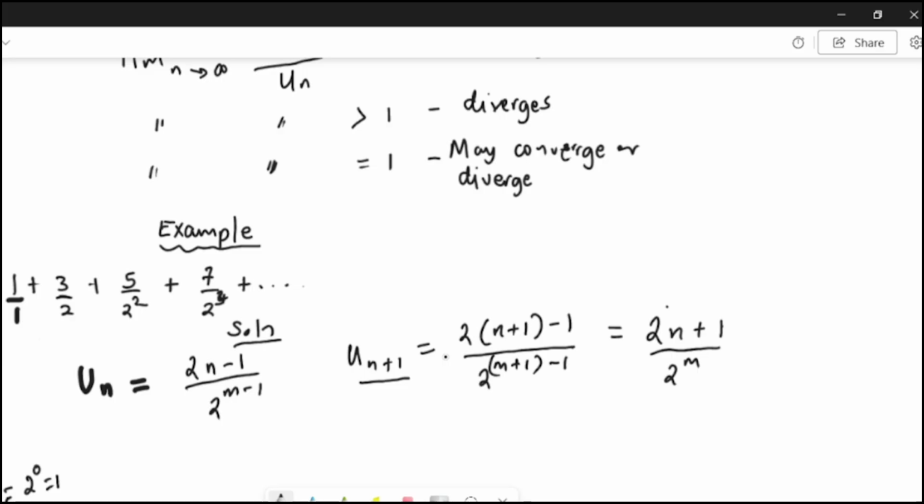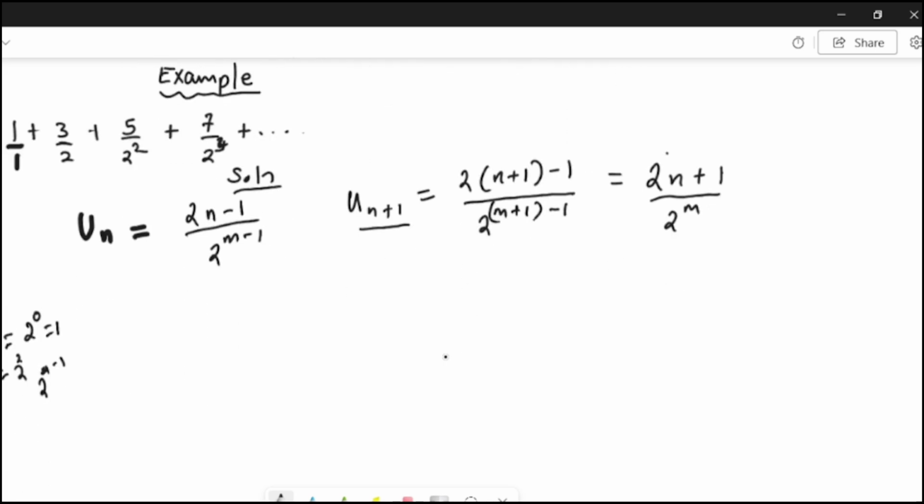And now I want to get the ratio as our explanation told us. Now my ratio is going to be u n plus 1 over u n, which gives me 2n plus 1 over 2 power n. Now I'm dividing by u of n, so it means I'm multiplying with the reciprocal. I'm going to get 2m minus 1 over 2n minus 1.